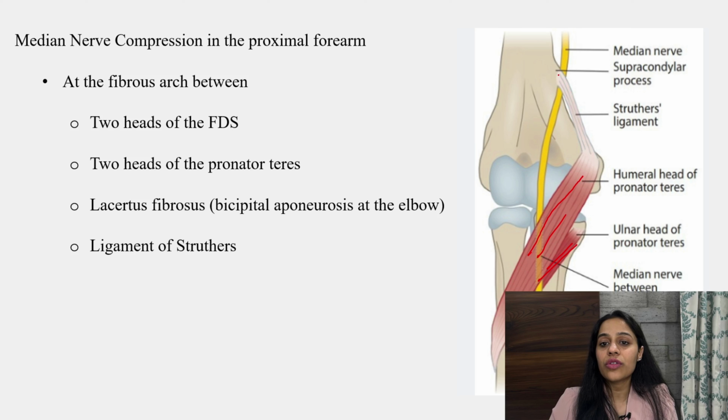Now ligament of Struthers, you can see it is a fibrous band which is present from the supracondylar process, which is a bony spur, and it gets inserted to the medial epicondyle of the humerus. So when the median nerve passes underneath the ligament of Struthers, it can get compressed. So this is known as Pronator Syndrome.